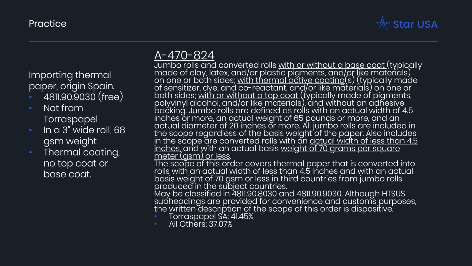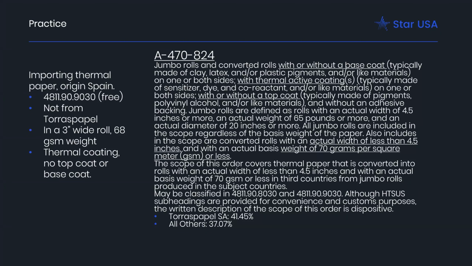It gives a couple classification options, and then it says what all orders say. We're providing HTS for convenience and customs, but the written scope is what matters. And then it gives 2 rates. So we have one for, I'm not even going to try to pronounce it, a specific manufacturer or exporter at 41%. Ours is not from that, and we're sure that it's not from that. So we would go with the all others rate of 37%.